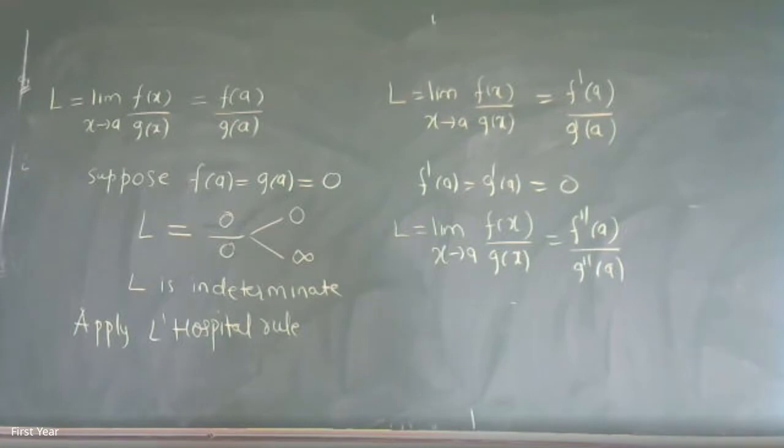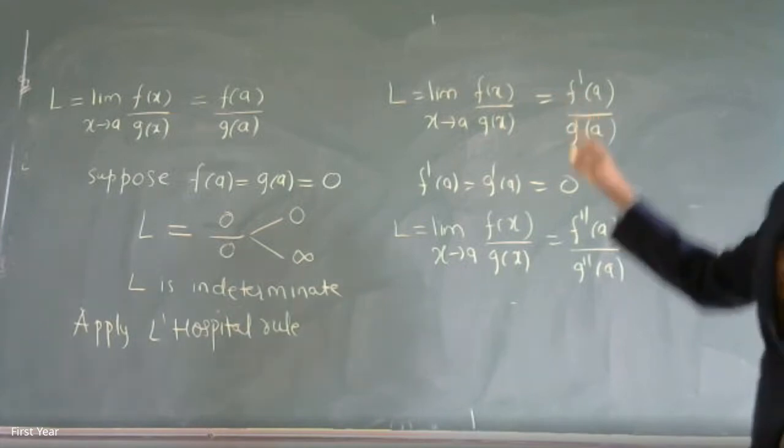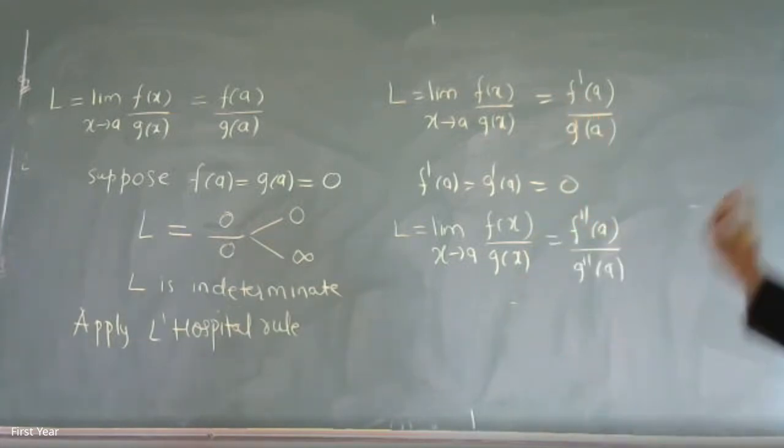This comes with the help of Taylor series expansion. The proof of how it becomes f dash of a upon g dash of a or f double dash by g double dash comes from Taylor theorem, from the Taylor series expansion about a, the x minus a formula. So do you want me to prove that or we'll go for the examples?